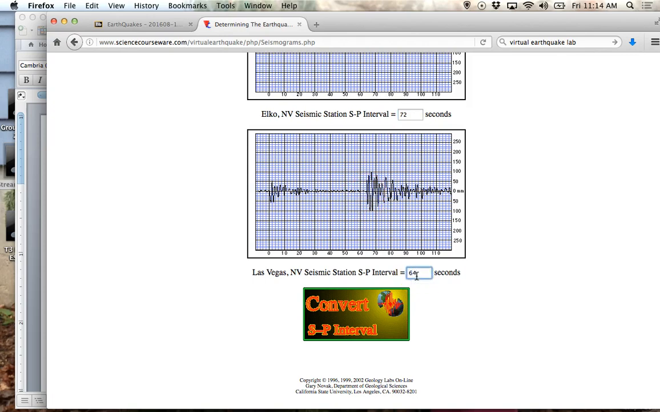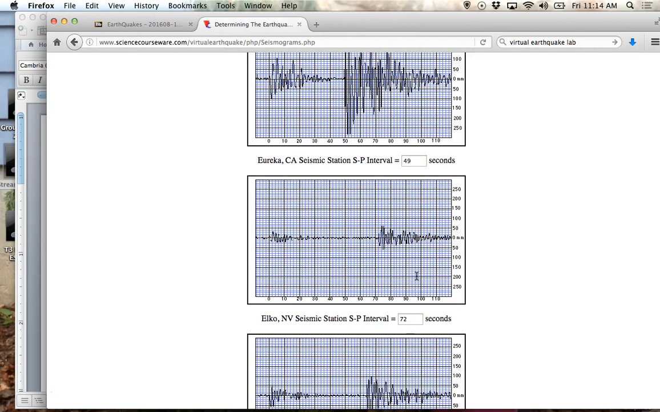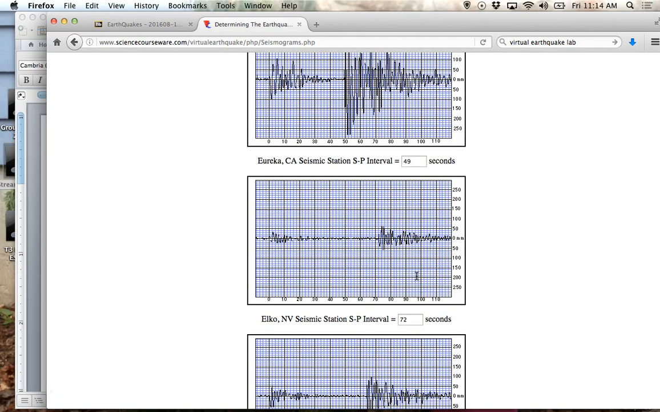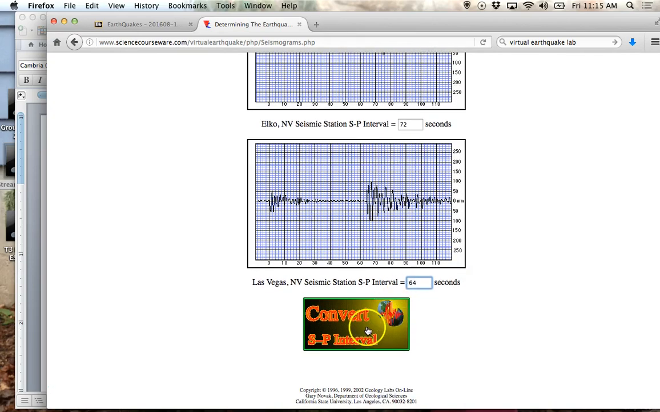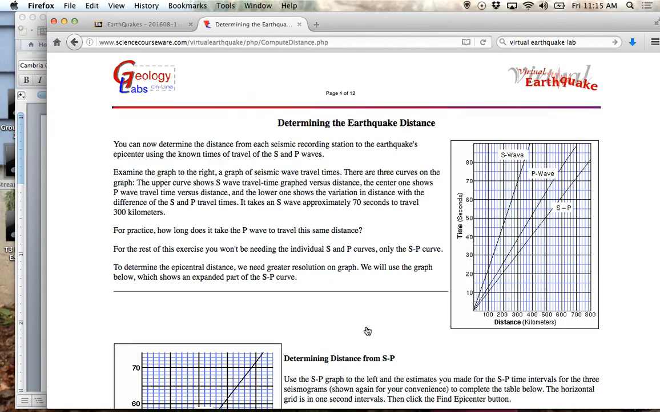So, again, you're calculating the lag time between the S and P waves hitting. And as you can see, there's quite a variance in time here. We may ask you to prognosticate something. I don't know where I was going with the pro there. Why we see variances in lag time, a little later. So let's hit convert.